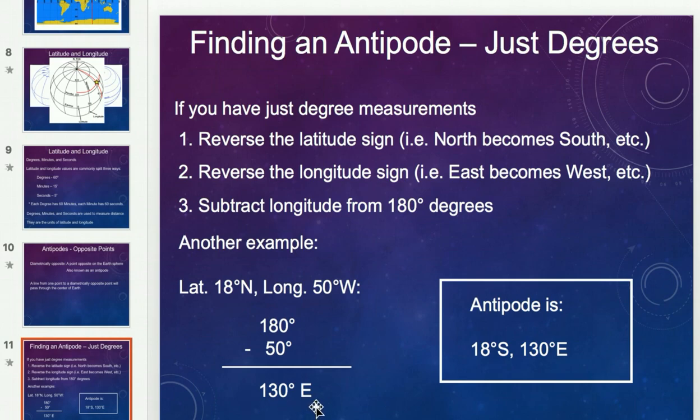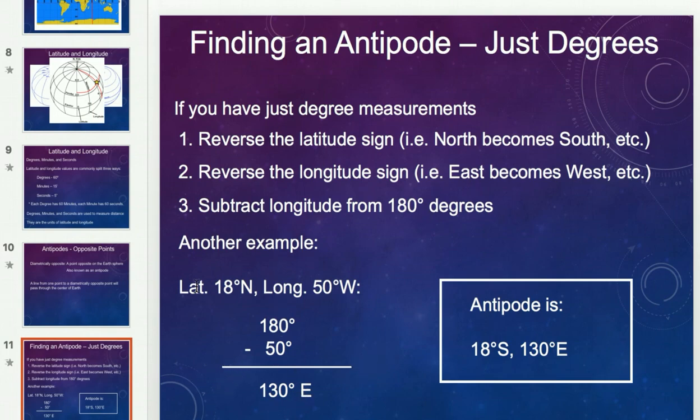In the past, I've had students who, for some reason, get a little bit confused about this. But you're just finding the difference. You're taking your largest number, which is 180 degrees, and it shouldn't be that confusing. You're just taking your longitude and subtracting it from 180. So it's 130 degrees east.